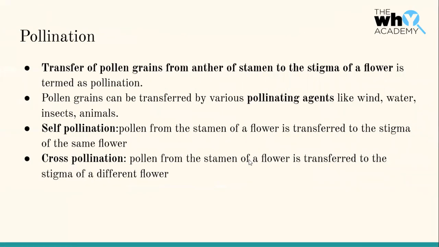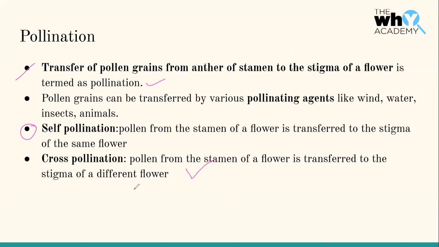Okay, and what is pollination? This is the definition: it is the transfer of pollen grains from the anther of the stamen to the stigma of a flower. It's called pollination. Now this can happen in two ways. Either it goes from the anther of the same flower to the stigma of the same flower, that's called self-pollination, right? Or it can go from the anther of one flower to the stigma of another flower. Okay, that's called cross-pollination.